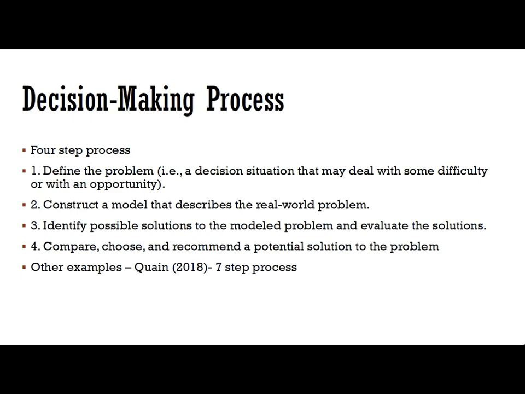What is the decision-making process? Define the problem. The decision situation may deal with some difficulty or opportunity. Construct a model that describes the real-world problem. Identify possible solutions to the model problem and evaluate the solutions. Compare, choose, and recommend potential solutions to the problem. Other examples include Quain in 2018, a 7-step process.